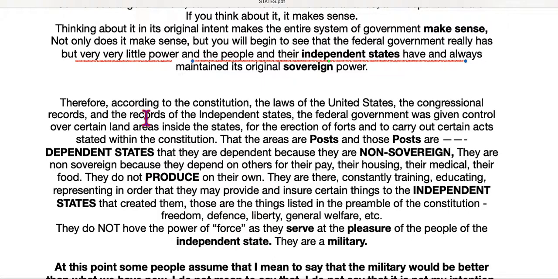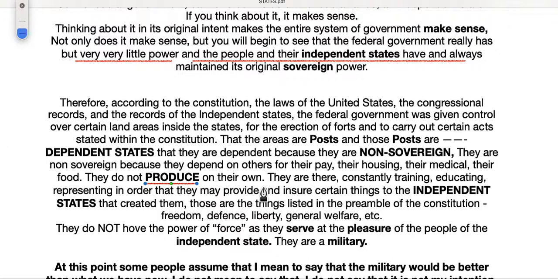Therefore, according to the Constitution, the laws of the United States, the congressional records, and the records of the independent states, the federal government was given control over certain land areas inside the states for the erection of forts to carry out certain acts stated within the Constitution. That the areas are posts, and these posts are dependent states. That they are dependent because they are non-sovereign. They are non-sovereign because they depend on others for their pay, their housing, their medical, their food. They do not produce on their own.